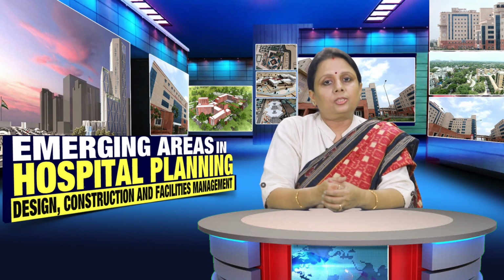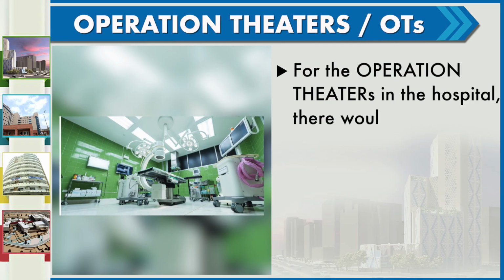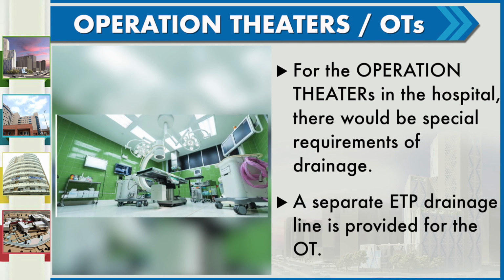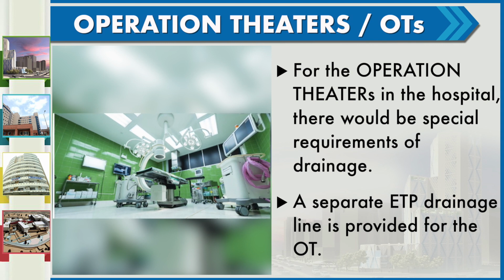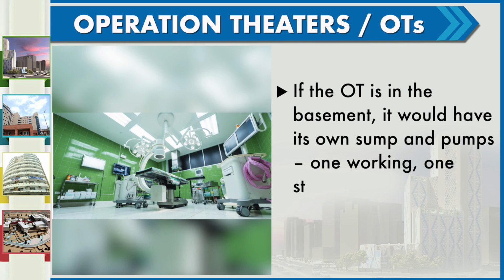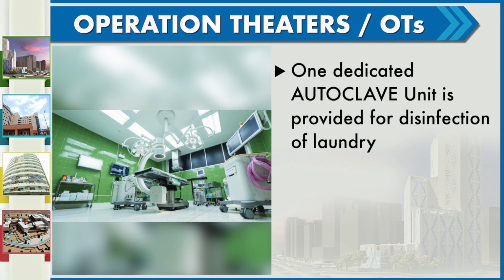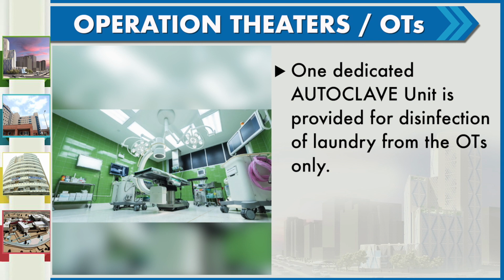Now we come to the operation theatres. For the operation theatres in the hospital, there would be special requirements of drainage. A separate ETP drainage line is provided for the operation theatres. If the OT is in the basement, it would have its own sump and pumps also, one pump working and one standby. One dedicated autoclave unit is provided for the disinfection of laundry from the OTs only.